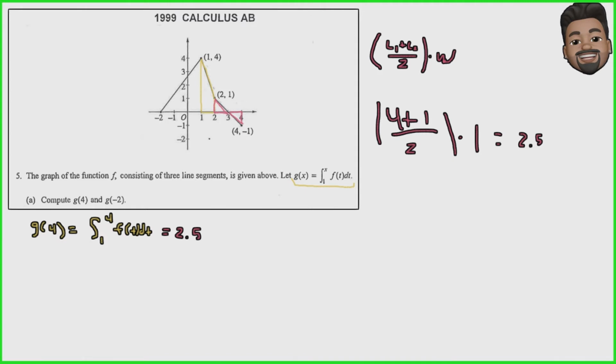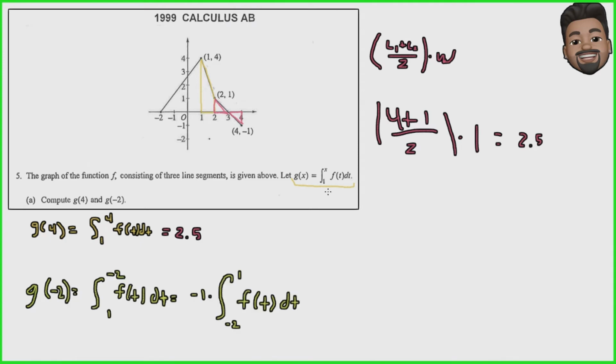All right, let's move ahead to our next problem, g of negative 2. So we get g of negative 2 equals, let me go ahead and write it out. The next one says to compute g of negative 2. Now, remember our integrals need to go from most negative to most positive. This goes from negative 2 to 1, so we have to flip these. The 1 should go up here and the negative 2 should go down here.